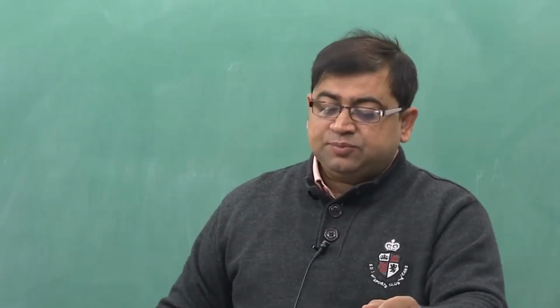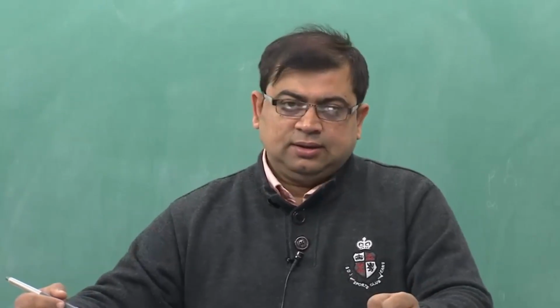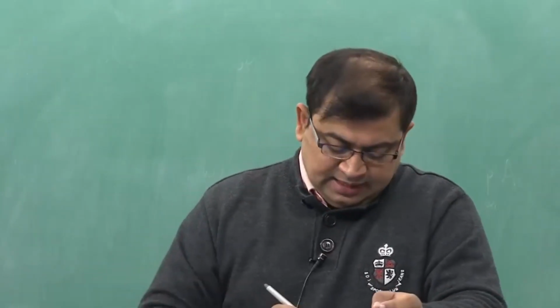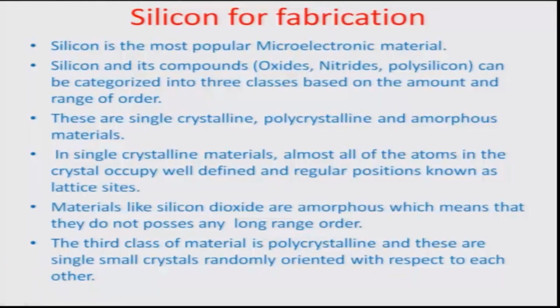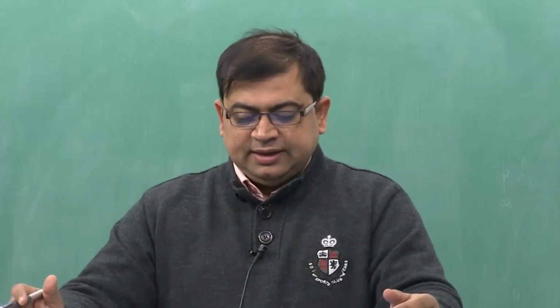So let us study one system of materials which is very commonly used in microelectronic fabrication, like silicon, and as you know silicon is a very widely used material. Most of the silicon and its compounds, like let us say oxides, nitrides or polysilicon, have a variety of different layouts, spanning from single crystalline to polycrystalline to amorphous, and they can formulate a very suitable material for the electronics industry.